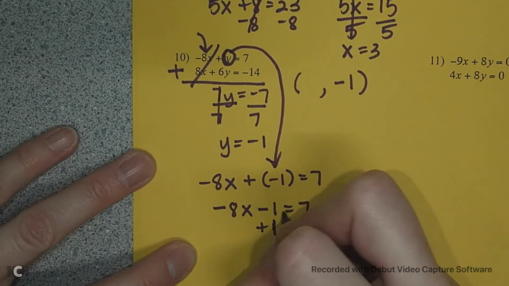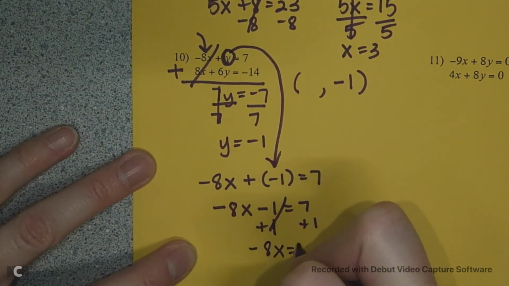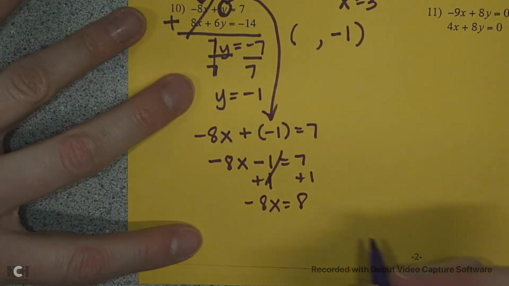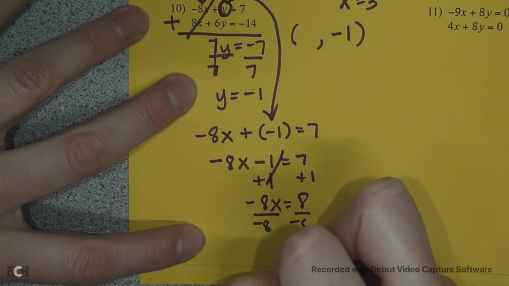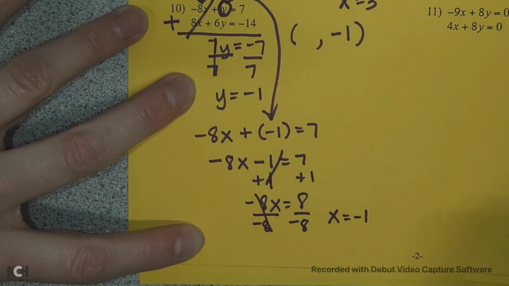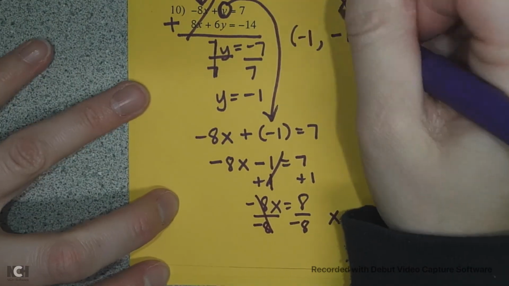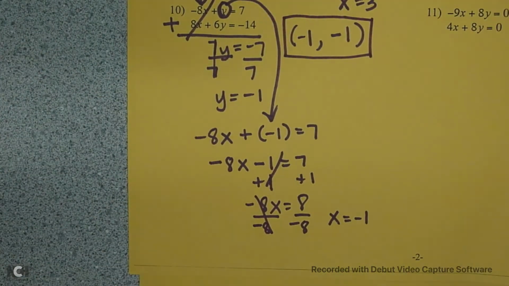Add 1 to each side, and negative 8x equals 8. Then we have to get our variable by itself, so we divide each side by negative 8, and x is equal to negative 1. So my answer is negative 1, negative 1.